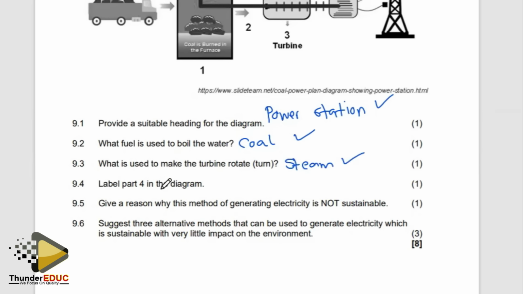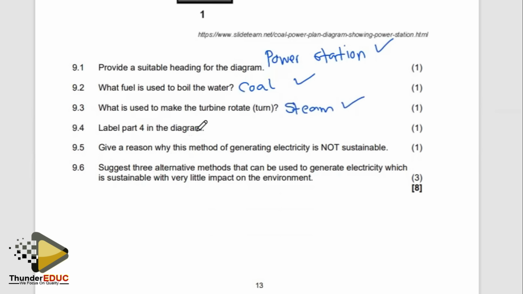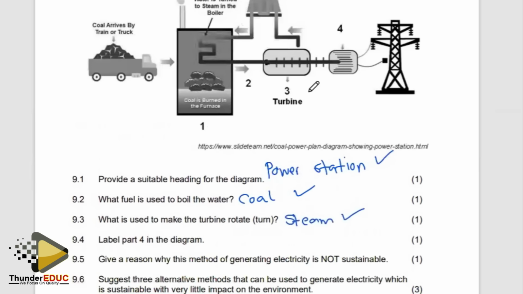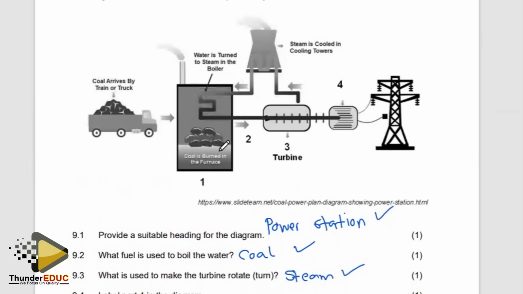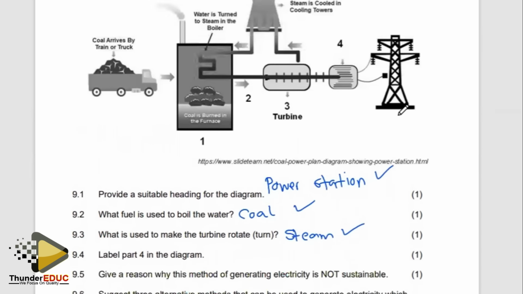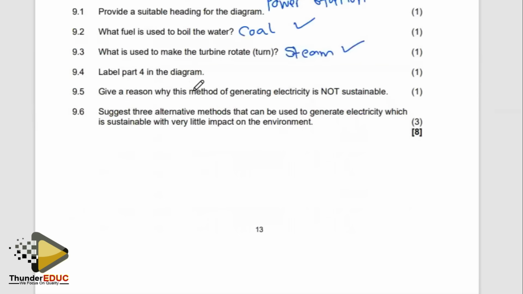And we'll move on to 9.4. Label part 4 of the diagram. Remember now, this is thermal. This is thermal because it's from the coal, right? So now it's converted to electricity. What converts is the generator. So part 4 becomes generator. The answer there becomes generator.